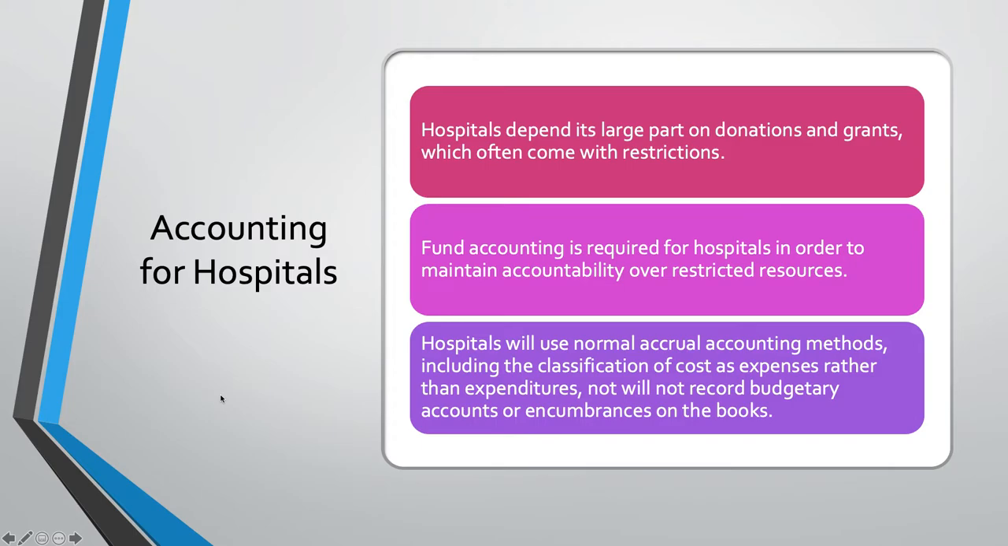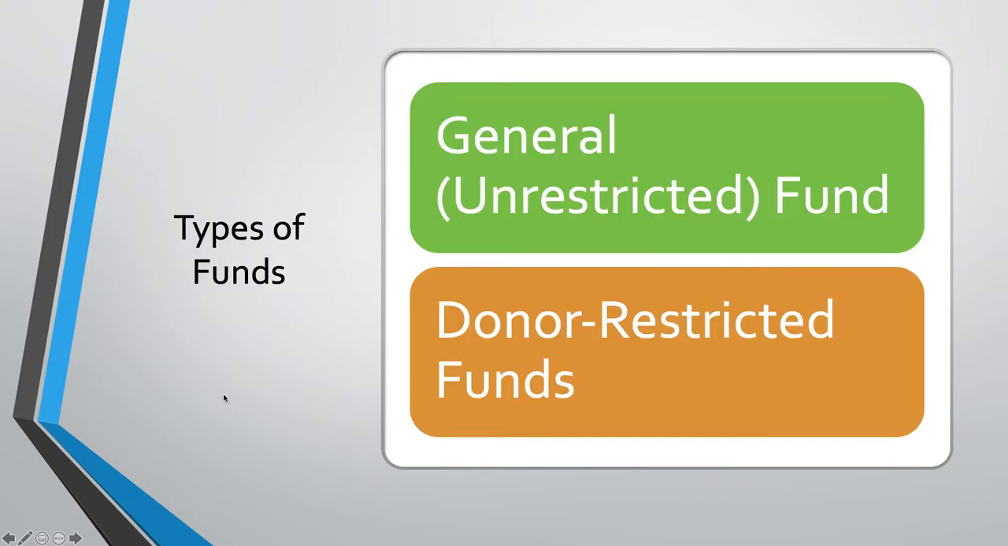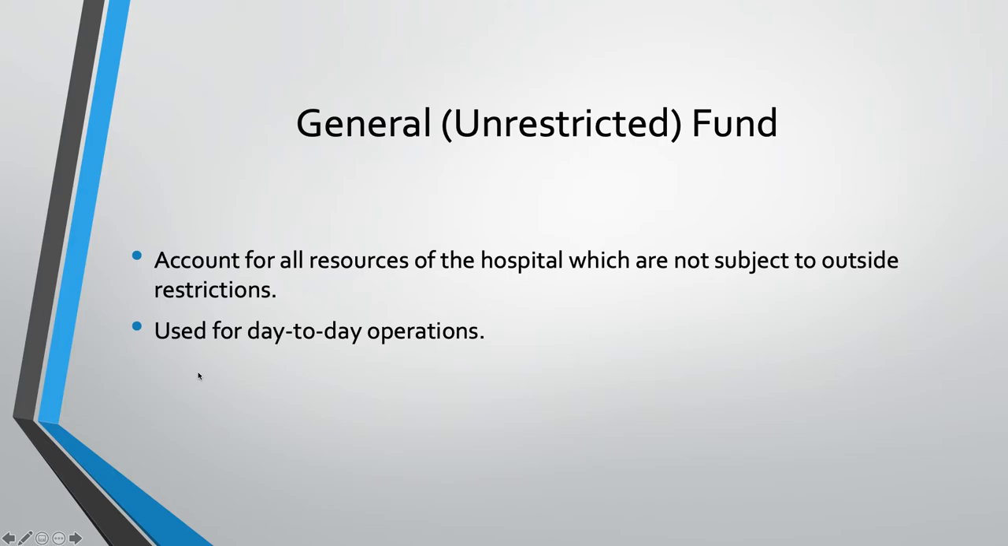That's for hospitals. Okay. So there are two types of funds: general unrestricted funds and donor restricted funds for hospitals. So what is a general unrestricted fund for hospitals? General unrestricted funds account for all resources of the hospital which are not subject to outside restrictions and used for day-to-day operations.